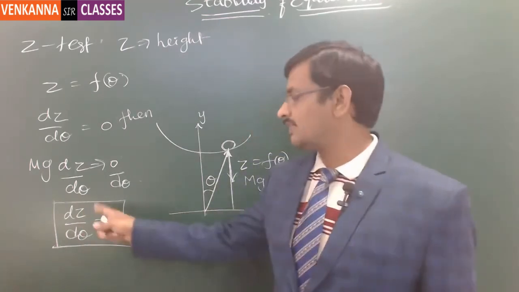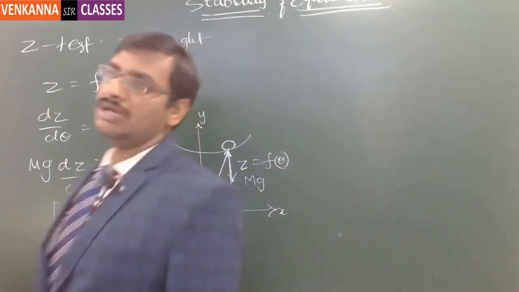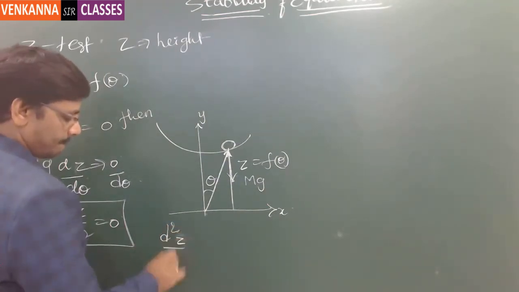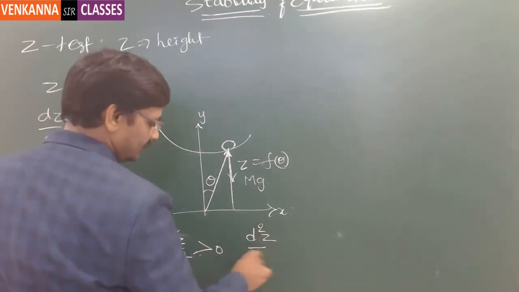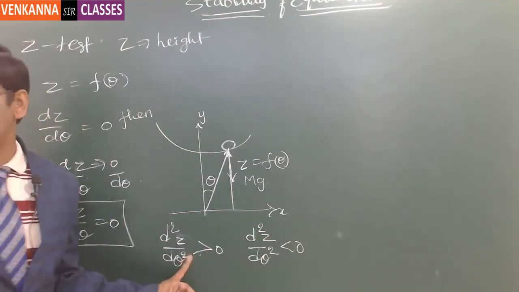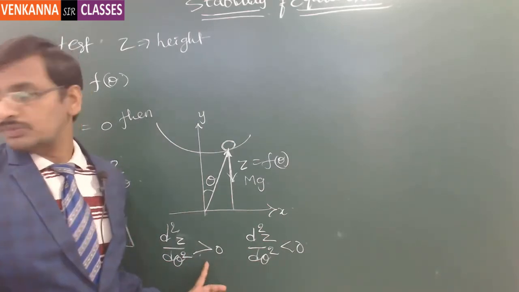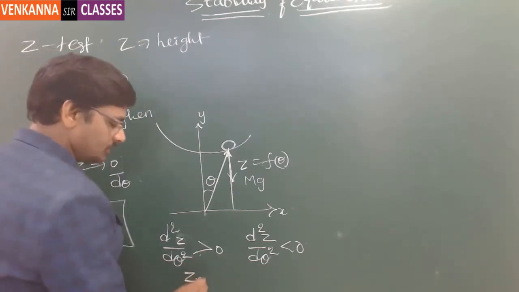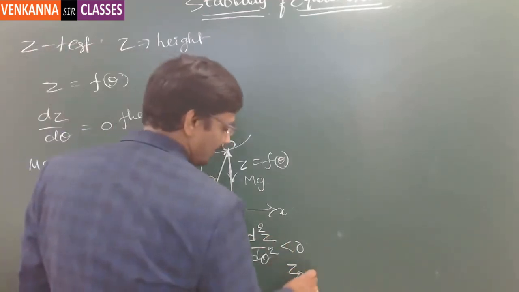Now to identify whether Z is maximum or minimum, we will take d square Z by d theta square. It may be positive, or d square Z by d theta square may be negative. So in this particular case, we find whether we have the Z value as maximum or minimum. In this case, the second derivative is going to be positive. If the second derivative is positive, then the only possible value is Z min. And here, if it is negative, Z is max.